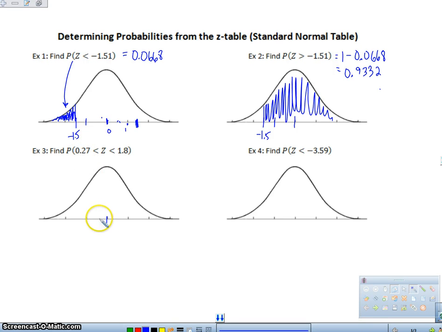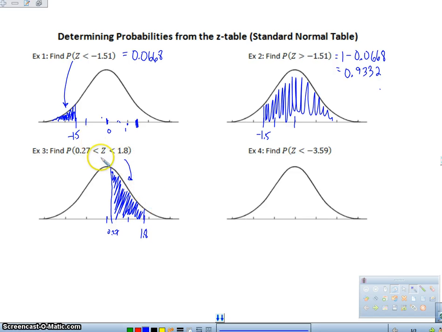All right? What if we want the probability between two z-scores? So 0.27 is going to be about right here, and 1.8 is going to be right here. Oops, again on the wrong side. Come on, Mr. Mises, get it right. Can't draw on a number line. What's going on? All right, so that's our shaded region in between.